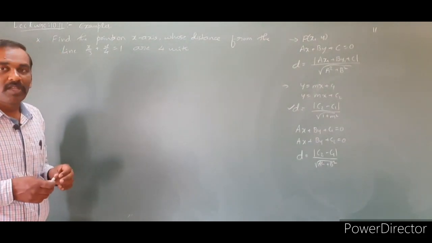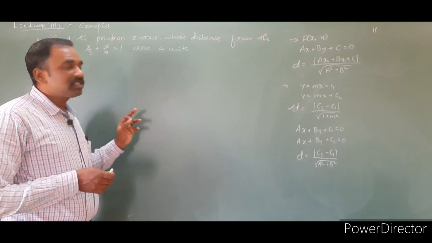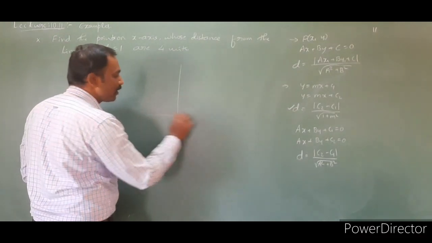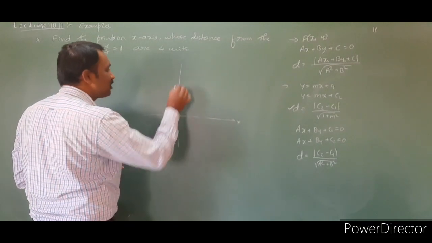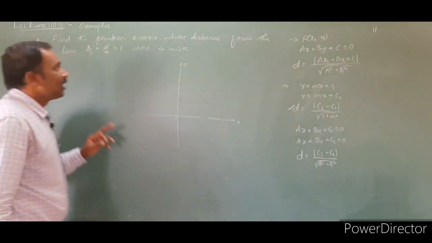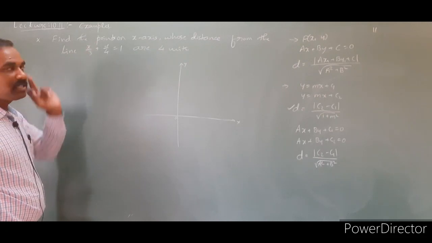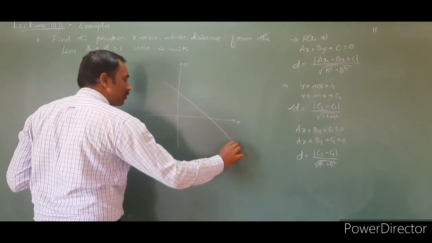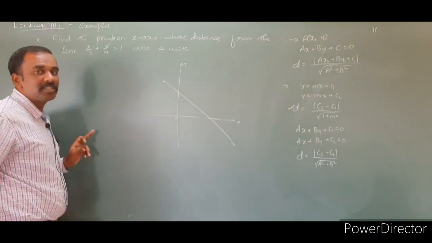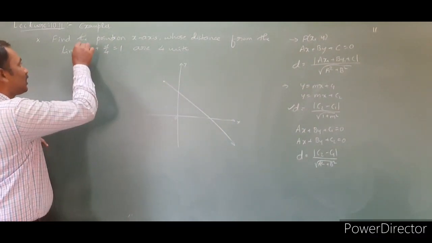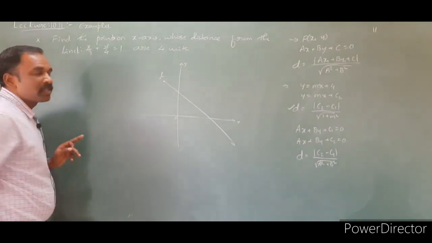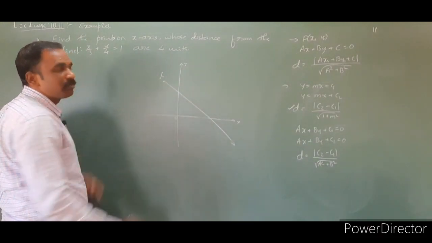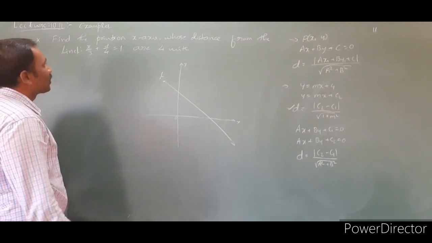So here I just draw a rough diagram according to the given words. This is the positive x axis, positive y axis. The line x/a + y/b = 1, with intercept points like that. Suppose the line is in this manner. This is the line L, we can say that L is the line. Is that clear? It intersects at 3 units on the x axis and 4 units on the y axis.